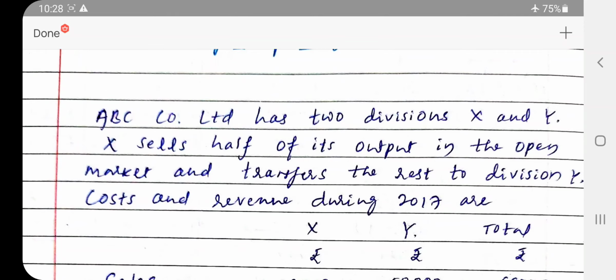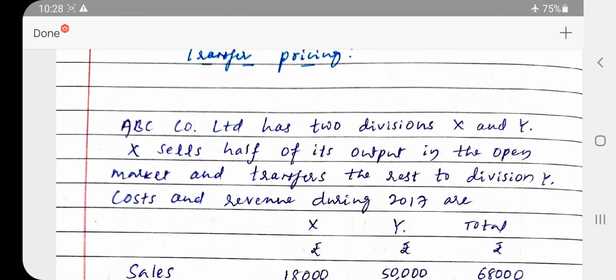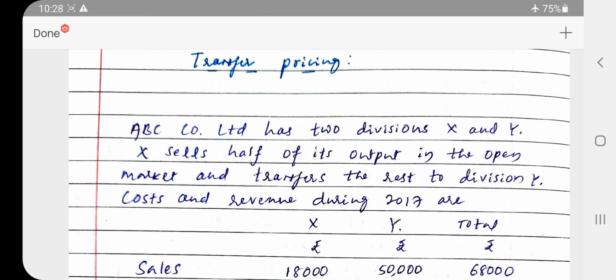So there is a small problem. ABC Company Limited has two divisions, X and Y. X sells half of its output in the open market and transfers the rest to division Y. Costs and revenue during 2017 are given. So what information have they given? ABC Company Limited has two divisions, namely division X and division Y.